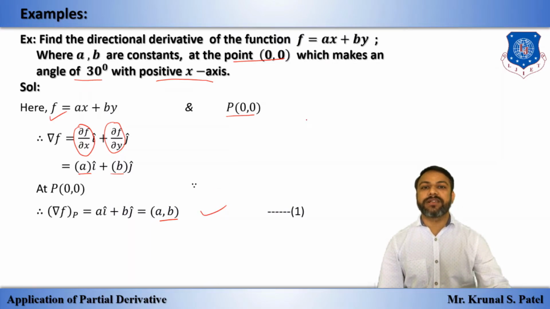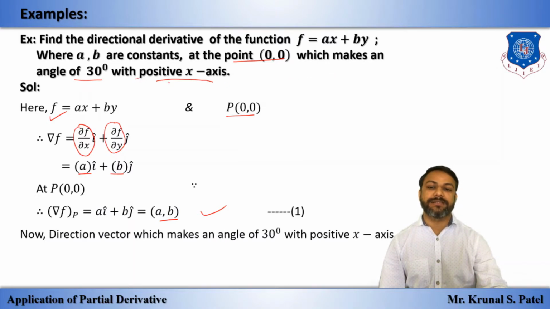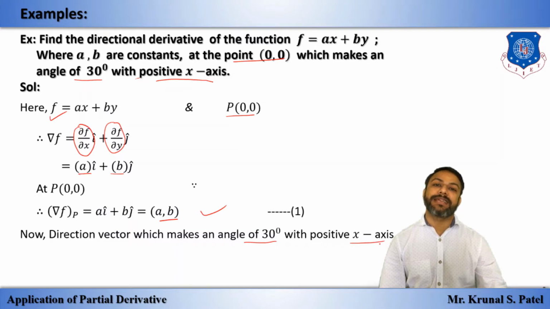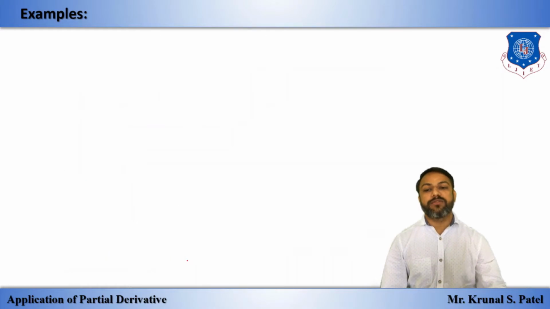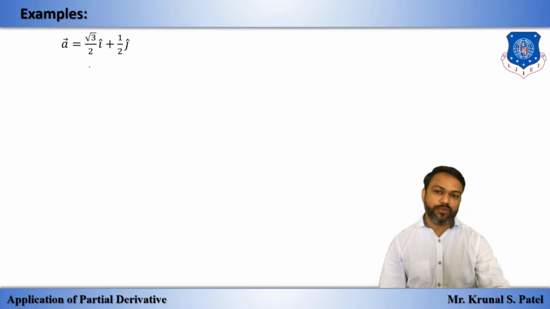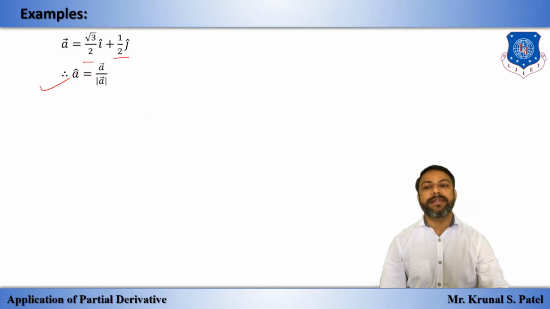Now for the direction, they have given a direction which makes 30 degrees with the positive x-axis. That means the direction vector is the vector which makes 30 degrees with the positive x-axis. So we have vector A is cos 30 degree i plus sin 30 degree j. And what is the value of cos 30 and sin 30? We know very well, we have studied at school level: root 3 by 2 is the value of cos 30 degree, 1 by 2 is the value of sin 30 degree. And now we will find the unit vector of this given direction vector.